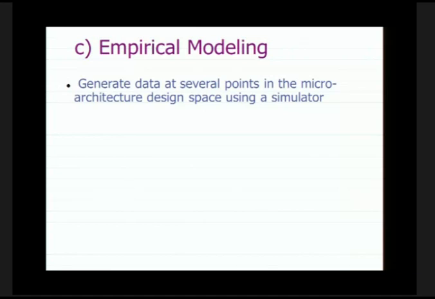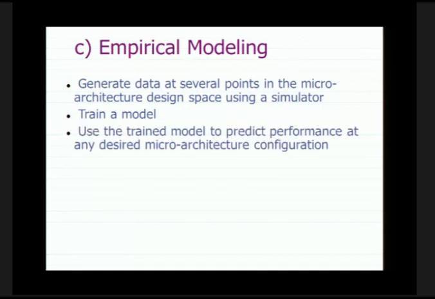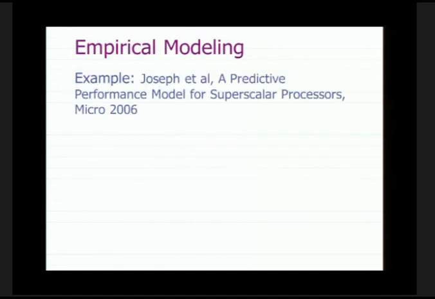So you pick a large number of points in the design space and you simulate them and you get data. Then you build a model, you train your favorite machine learning model, and then you use the trained model to predict performance at any desired microarchitecture configuration. So using that model, you can quickly step through the design space and pick the optimal point. This is the idea which is used in some work.